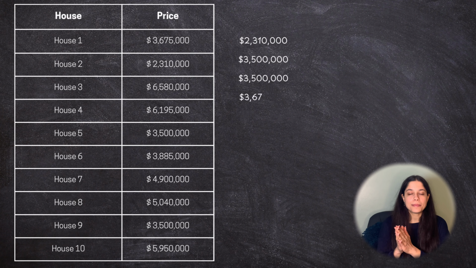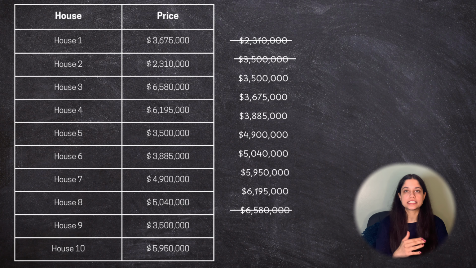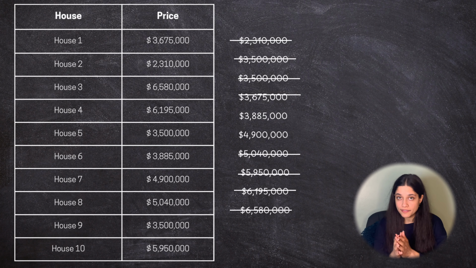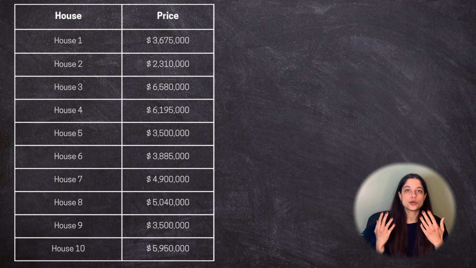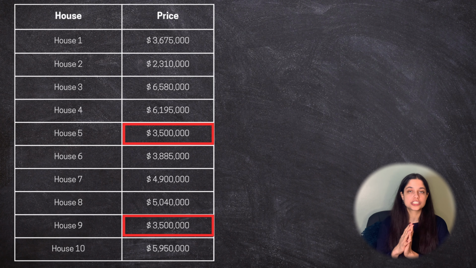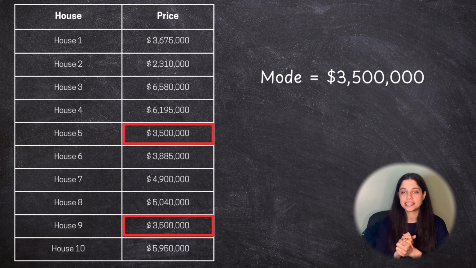We can get the median by ordering the price values from smallest to largest, and then we look at the middle value, which in this case is about 4.4 million, and we can find the mode of the prices as well, which is the most frequently occurring value, which in this case is $3.5 million. So overall, it looks like this data set contains some pretty high-end, expensive houses.